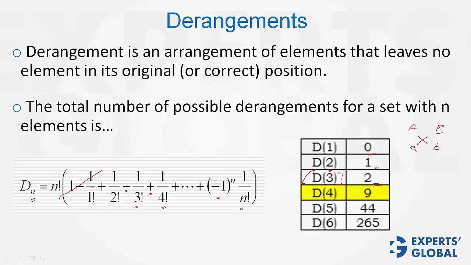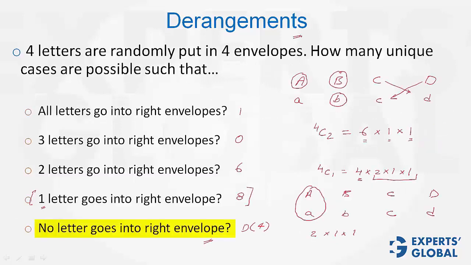D4 is 9. D5, similarly, is 44. And frankly, I have never seen a value greater than 5 in any question ever. If you can just remember some of these, it may just end up saving some time. Now let's look at the last question on the last slide. This one. So this is simply D4. As you just saw, D4 is 9. So the answer for the last question here is 9.